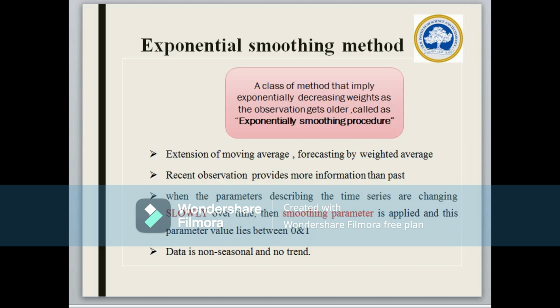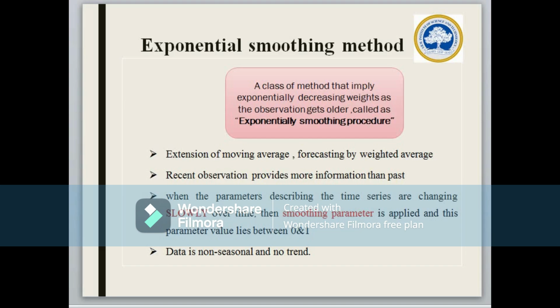Exponential smoothing forecast. This is the extension of moving average. Forecasting by the weighted average. Recent observation provides more information than the past. When the parameter describing the time series is changing slowly over time, then a smoothing parameter is applied. This parameter value lies between 0 and 1. The exponential smoothing method is applicable for cyclic patterns, mostly not used for seasonal and trend.